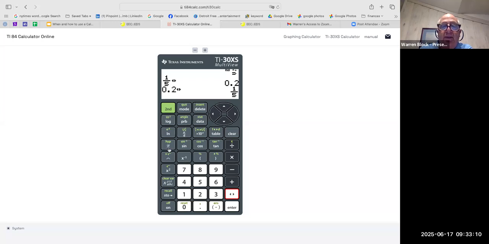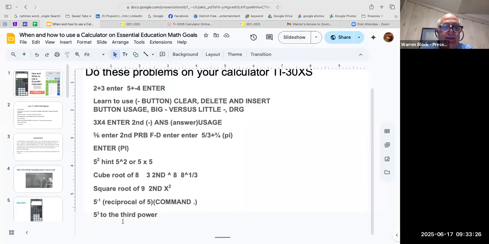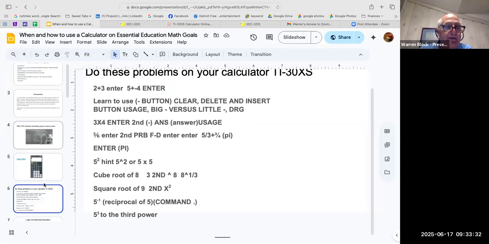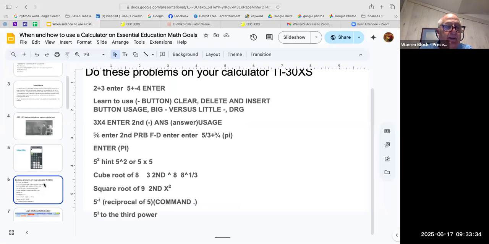So I want to try that again with pi. Doesn't want to do it. Okay. No, forget that. Okay. We did the 3rd powers, reciprocals. I think we can do some problems. So let's see.